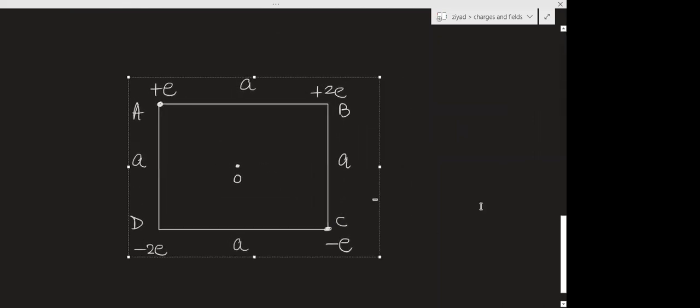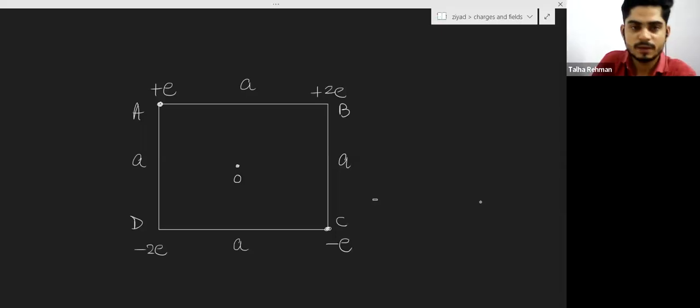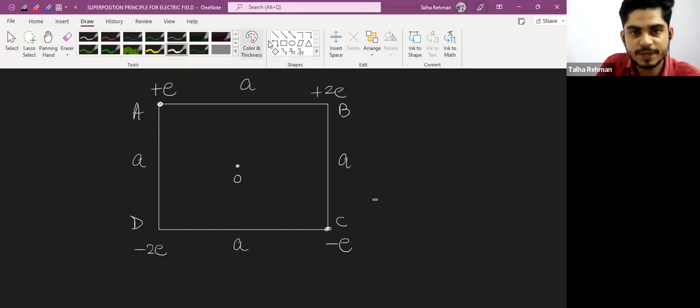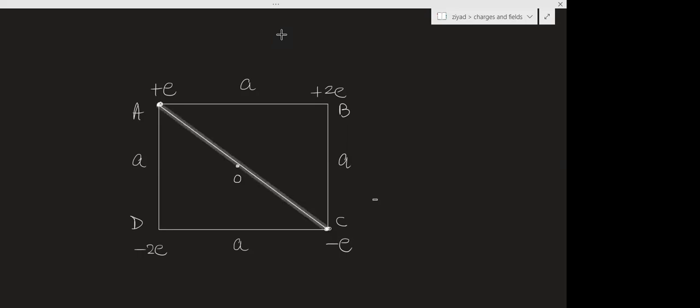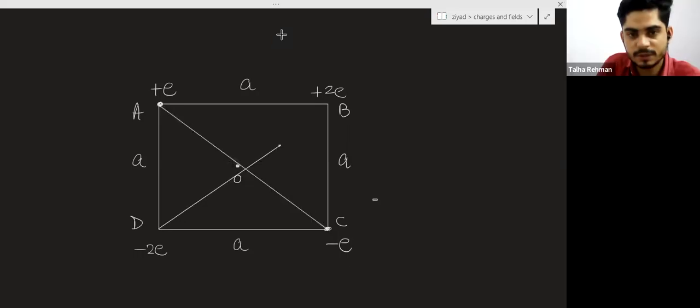So see here, this is a positive charge, and due to this positive charge, first join the diagonals of this square. This is one of the diagonals, and this is another diagonal.